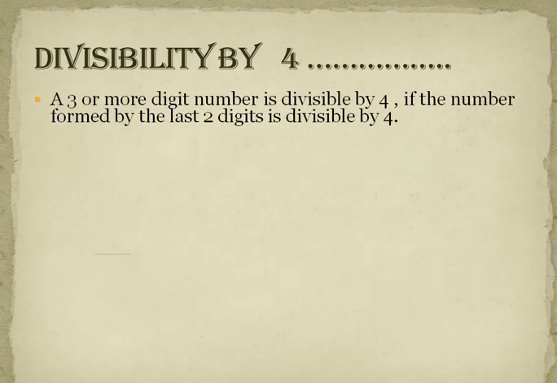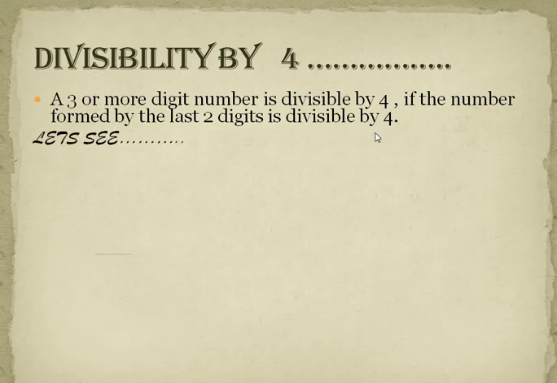Now let's move on to the next number, the divisibility by 4. If a bigger number is given to you and you have to tell whether it is divisible by 4 or not, you can also do it. There is a rule, and for this divisibility test we require a number with 3 or more digits. A number with 3 or more digits is divisible by 4 if the number formed by the last 2 digits is divisible by 4.